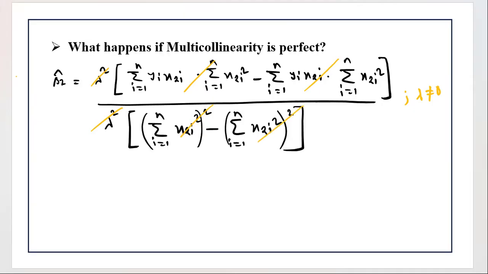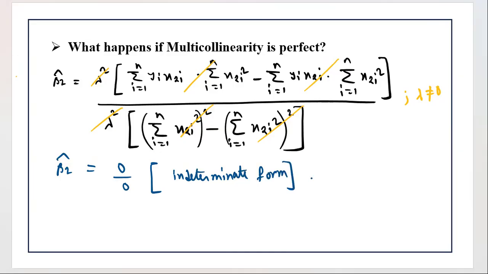Can you see this? If lambda square and lambda square is gone, the numerator and the denominator is exactly the same. So this is a minus a, this is b minus b. So this is exactly 0. So beta 2 cap is simply in the 0 by 0 format, which is an indeterminate form. 0 by 0 is an indeterminate form. We cannot work with this kind of an expression.